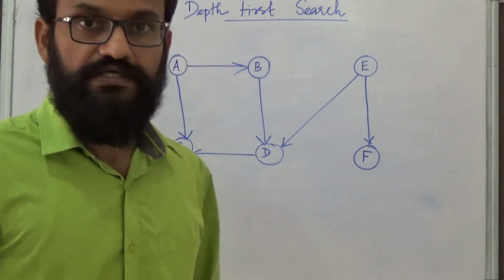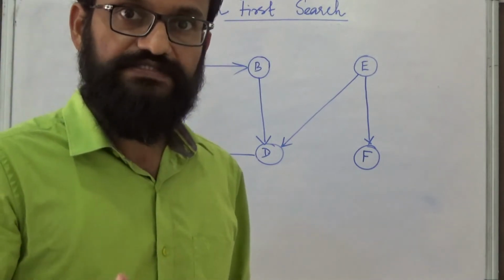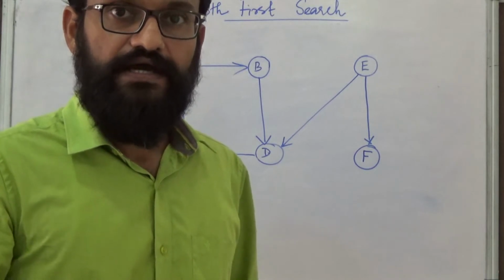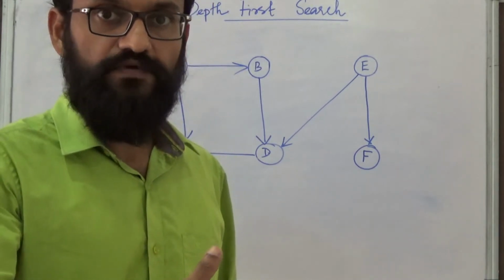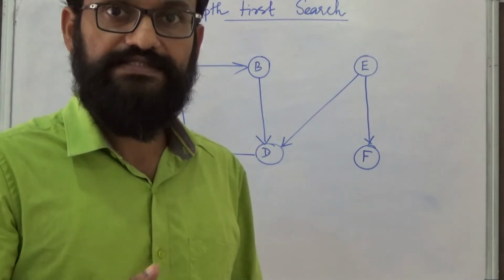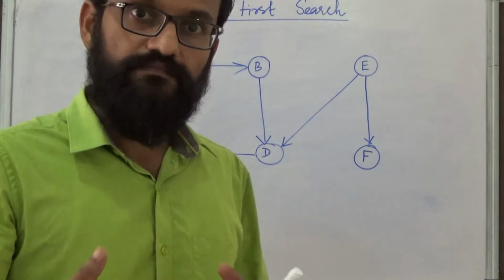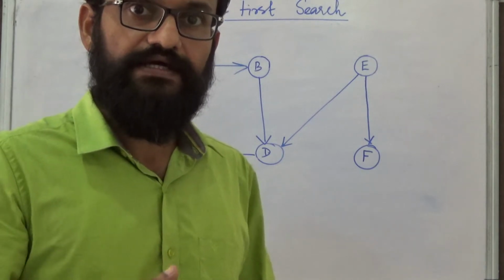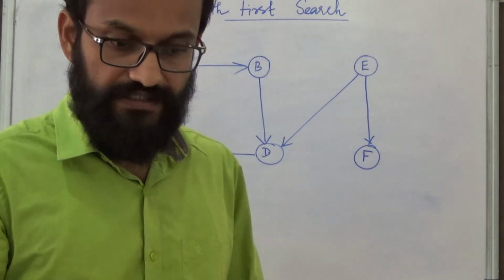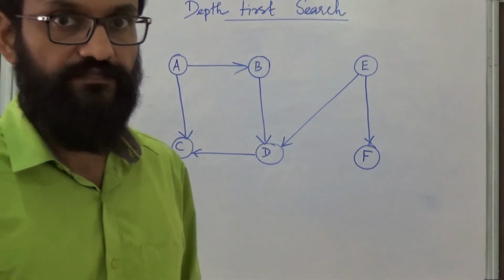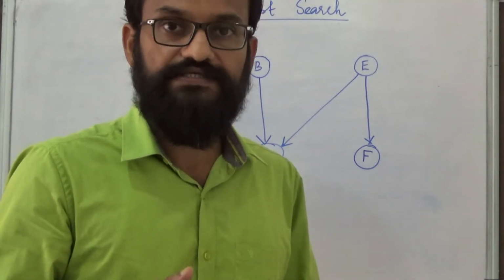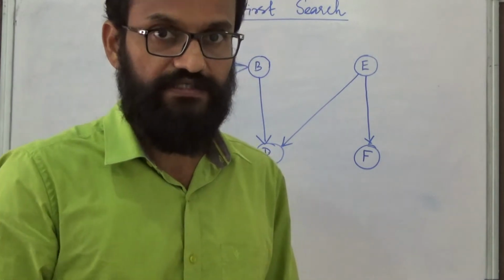This algorithm produces a depth first forest rather than a single tree, and it depends upon the input graph also. For some cases it will produce a single tree, but in some cases it will generate more than one tree, so the result is a depth first forest, and that construction is based on the predecessor information.